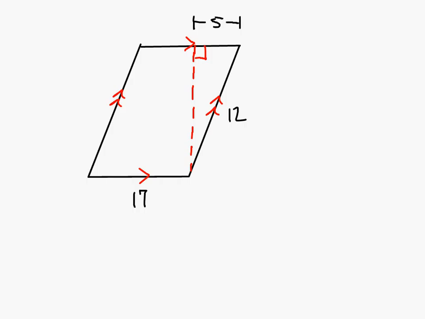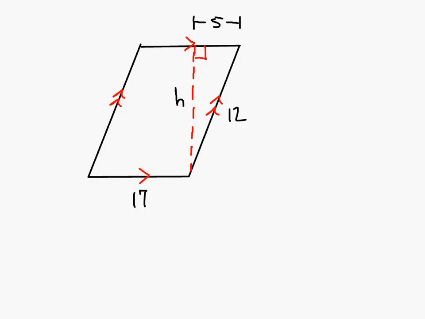in this picture, this red dashed line would represent your height, wouldn't it? It's a segment, or a length, that's perpendicular to the base. If you use the 17 as your base, the bottom 17, the top 17, if this red segment is perpendicular to the top, it's perpendicular to the bottom because they're parallel to each other, okay?